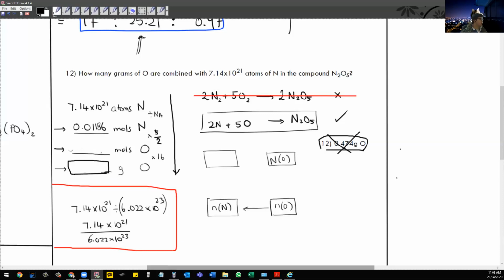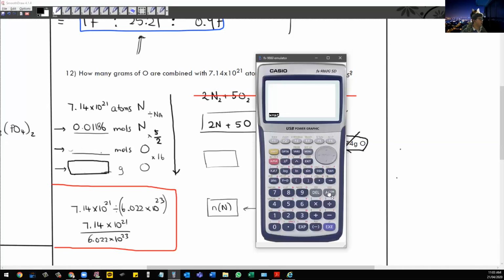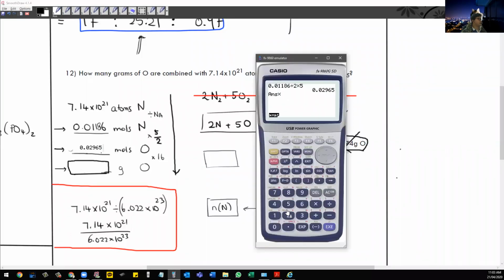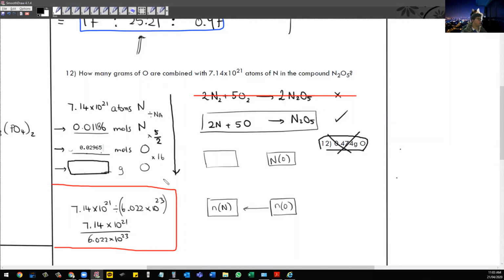Yeah, I double checked it, but still I thought it was the other way around. So times it by 5, divide by 2 times by 5. Okay. Then you get that as your number of moles of oxygen. So it's about 2.5 times more than this one. And then times by 16. 0.474 grams. Okay.